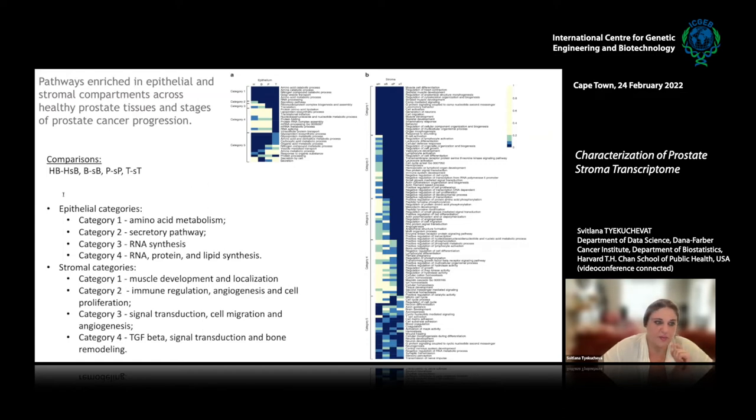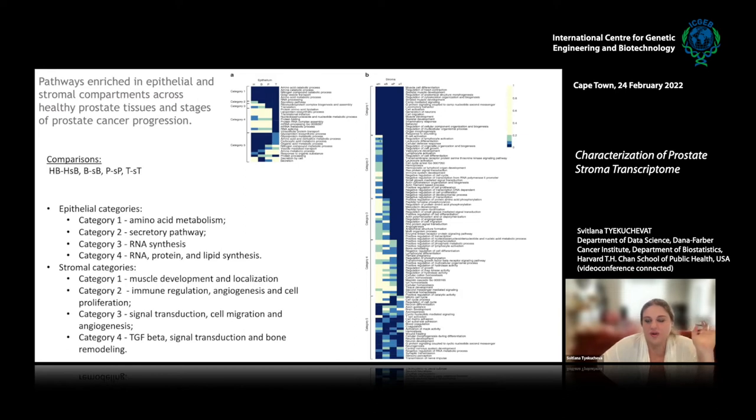The comparisons that we made: we compared epithelium versus stroma in cystoprostatectomy samples. So this is the paired comparison. And here, three paired comparisons from radical prostatectomy samples. We compared the normal epithelium with the surrounding stroma, PIN with the surrounding stroma, and tumor with the surrounding stroma. And these comparisons are located on the x-axis. So these are the comparisons in cystoprostatectomies, then in benign, in PIN, and then in tumor tissue and surrounding stroma.